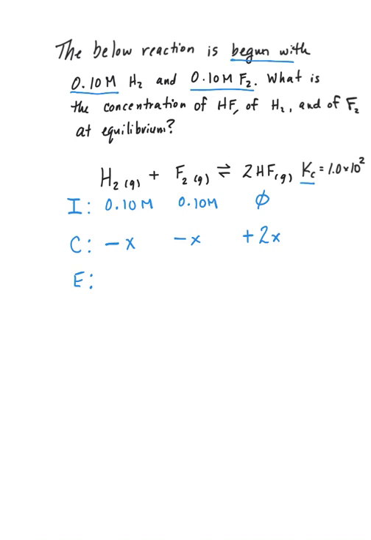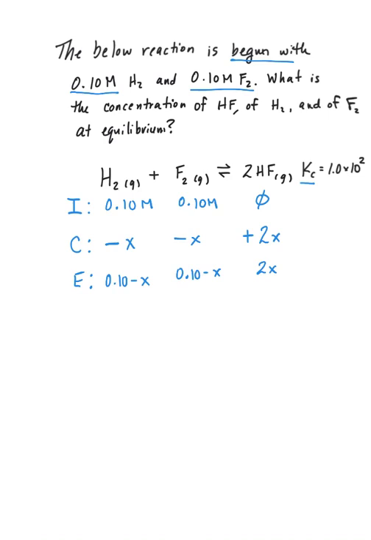To get our equilibrium concentrations, we'll just add down this column. For our equilibrium amount of hydrogen, we expect 0.1 minus x. Likewise, for our equilibrium concentration of fluorine. For our equilibrium concentration of product, we'll expect 0 plus 2x. Our goal is now to solve for x. How do we do that?